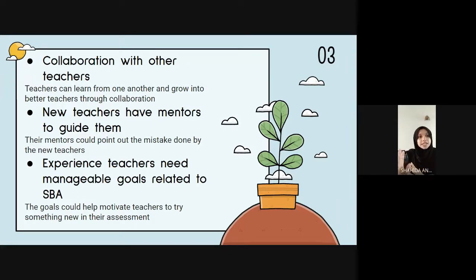And lastly, experienced teachers need manageable goals related to SBA. The goals could help motivate teachers to try something new in their assessment. Now, it's a bit hard to encourage experienced teachers to try something new. So maybe by giving them manageable, simple goals related to SBA, it could help them feel a bit motivated, or at least let them adjust and try bit by bit with the SBA assessment, since experienced teachers tend to follow the objective a bit more rather than the new assessment. So maybe this could help them learn SBA a bit better.